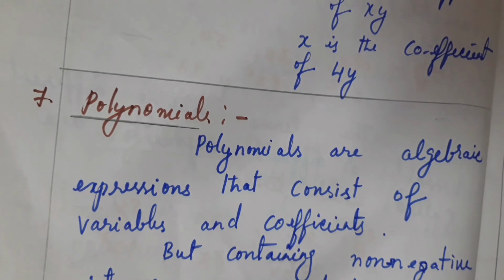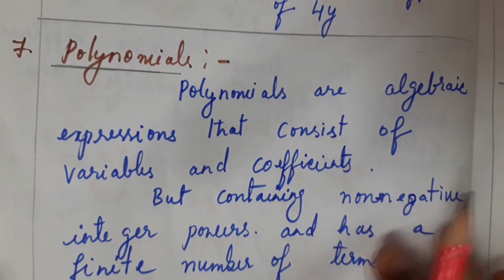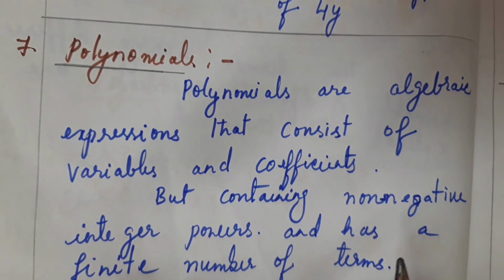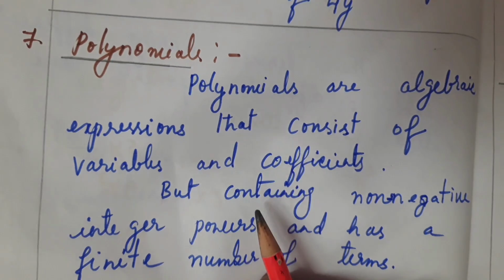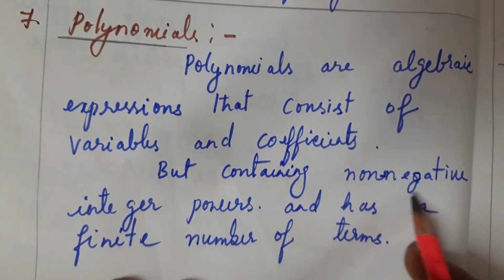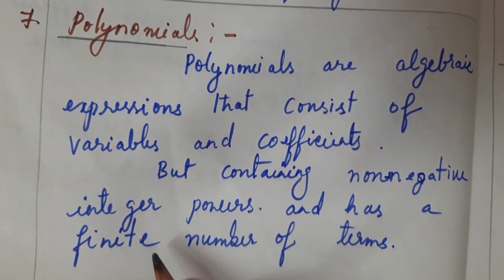Then polynomial. A polynomial is an algebraic expression that consists of variables and coefficients. Coefficient means letters or literals, then numerical value. Both are there, friend and best friend. But containing non-negative integer powers. The power or exponent should never be negative. And it has a finite number of terms, not infinite. Finite number is very important.